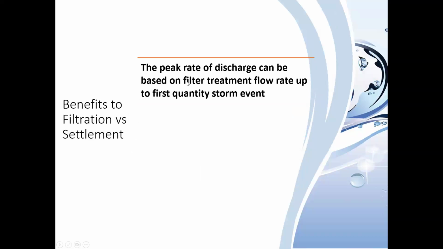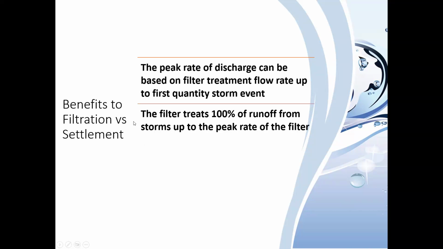Some other benefits are the peak rate of discharge can be based on the filter treatment flow rate up to that first quantity storm event. So in most areas, that's a 2-year storm. Some areas may have a channel velocity, or I forget what they call it. Different places have a lower storm event that has to be maintained. But whatever that storm event is, if your filter can handle the flow up to that rate, then you can release at that rate and not have to use the first flush method.